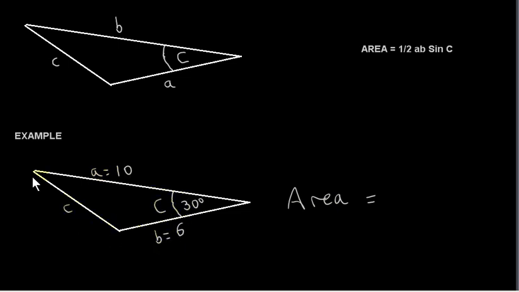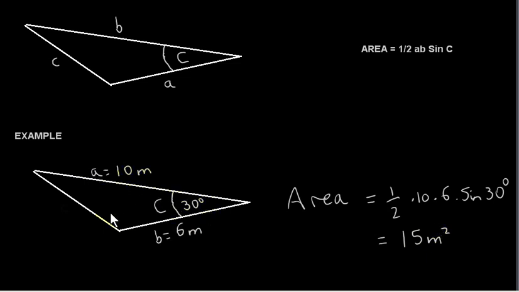Small c is this side here. Small c doesn't come into the area of a triangle. So what do we do? We take half the product of the two sides, so half a times b. Okay, so we're multiplying everything here. And we have to get the sine of 30 degrees. If you work this out, you will get 15. Now, if these lengths are in meters, then the area will be meters squared.